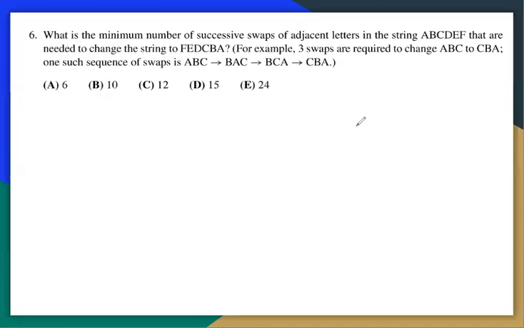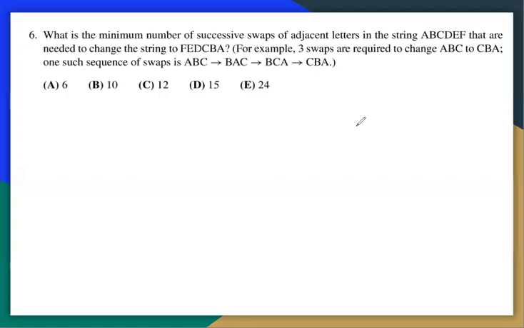So we have another AMC 10A problems, and some of them also 12A. This one was number 6 on 10A. We want to find the minimum number of successive swaps of adjacent letters in the string A, B, C, D, E, F that are needed to change the string to F, E, D, C, B, A. And then we are given an example of 3 of those letters, A, B, C to C, B, A. And we are told that's going to happen after 3 swaps.